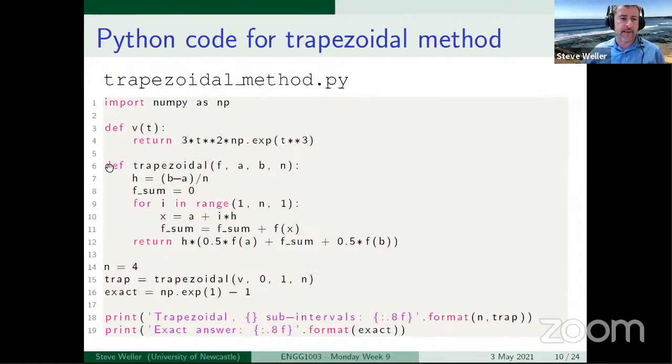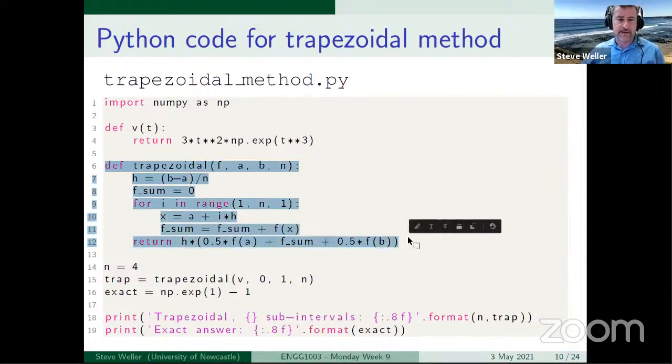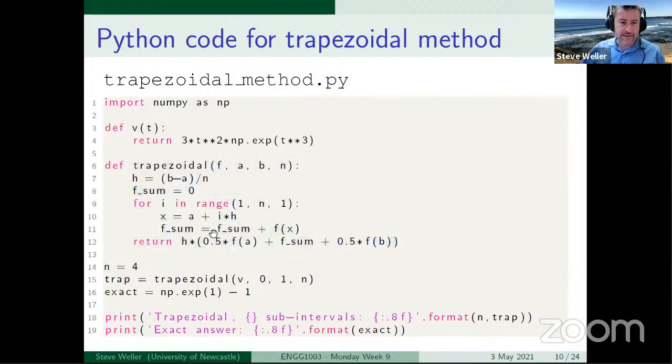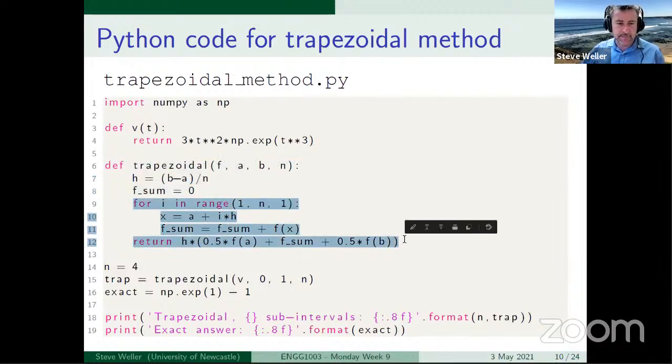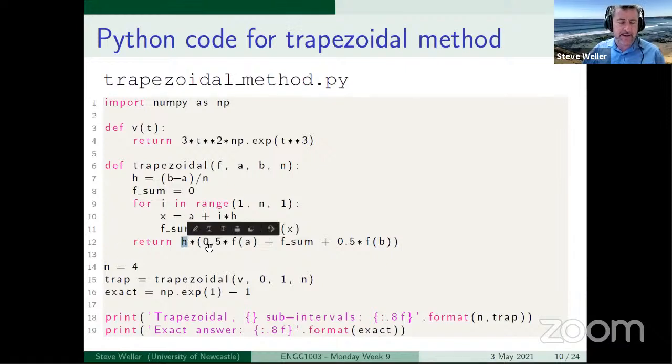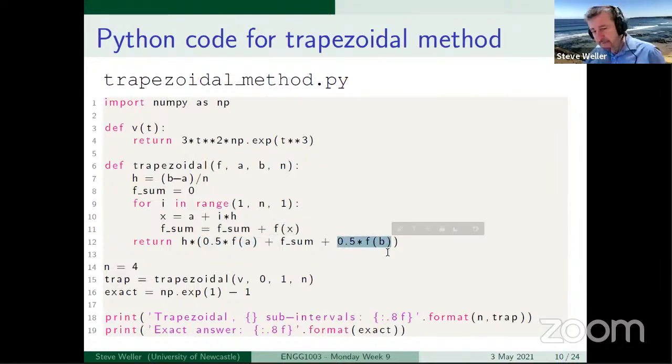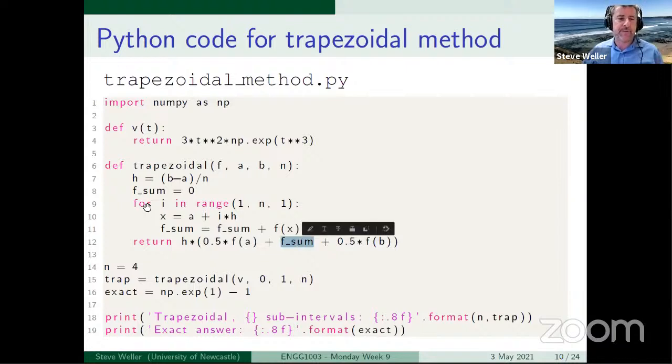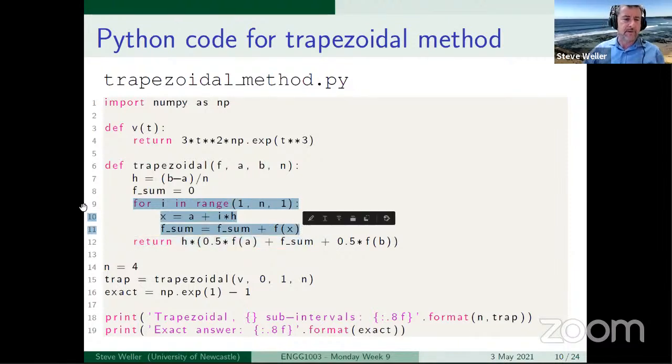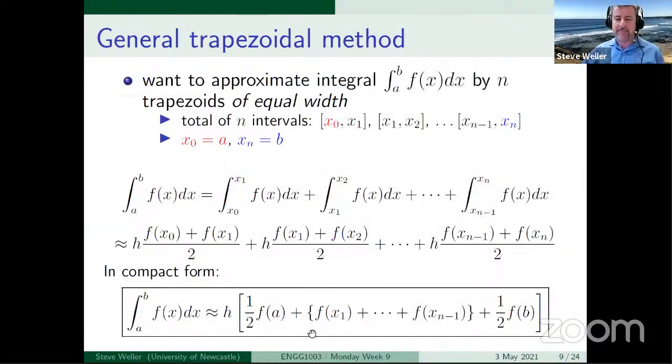In order to apply the trapezoidal method, we need to define this function here in lines 6 to 12, which implements the trapezoidal method for an arbitrary choice of F. And you can see here that most of the work's being done in the for loop, and the return statement picks up panel width times half the function value at the lower end of integration, plus half the function value at the upper edge of integration, plus a sum that's computed, f_sum, which is computed in this for loop. And the for loop in lines 9, 10, and 11 is exactly implementing this expression in the curly parentheses in the middle of the boxed equation here.